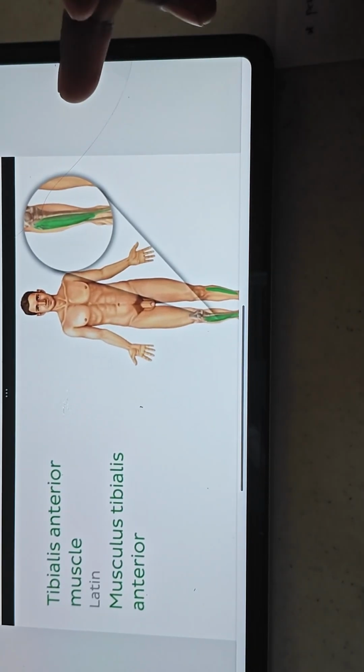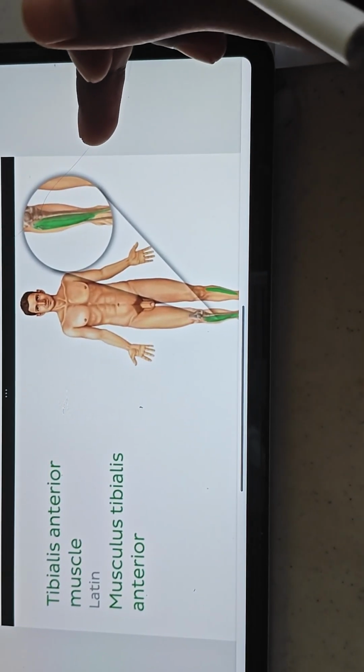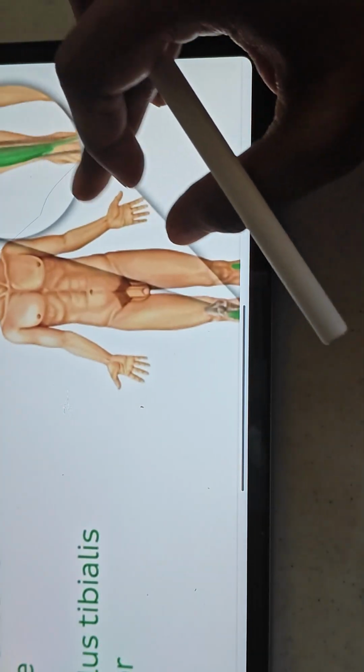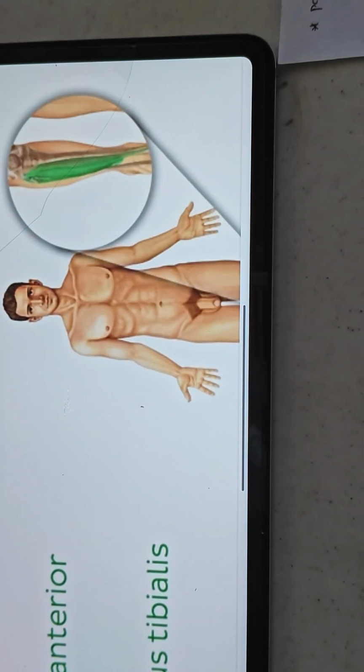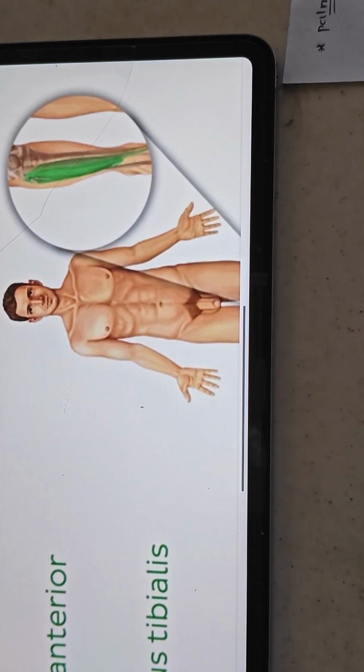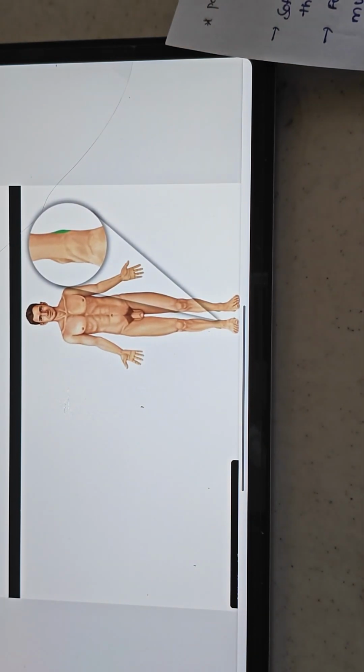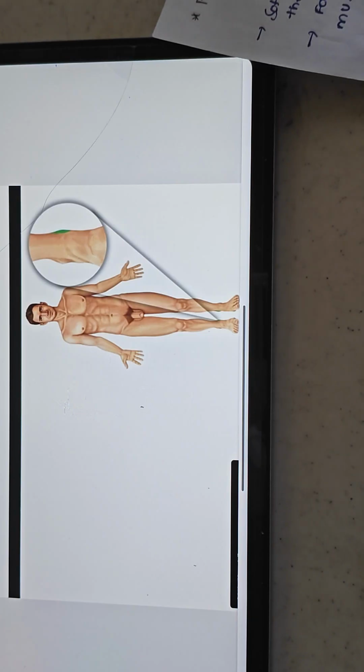This one is the tibialis anterior muscle. This muscle aids in the shape of the anterior surface of the leg. Next landmark is medial malleolus. It is formed by the distal end of the tibia.